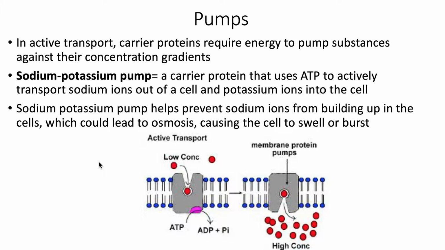And there's a very important type of pump called the sodium-potassium pump. This is a carrier protein that uses ATP to actively transport sodium ions out of the cell and potassium ions into the cell. And this carrier protein is really important because it prevents the buildup of sodium ions inside the cells, which could lead to osmosis, causing the cell to swell and burst, as we saw in the previous example. So that's the sodium-potassium pump. And you can see this happening here. During active transport, we're taking particles that are in a low concentration out here, and we're pushing them into areas where they're already in high concentration, and sometimes cells need to do this.